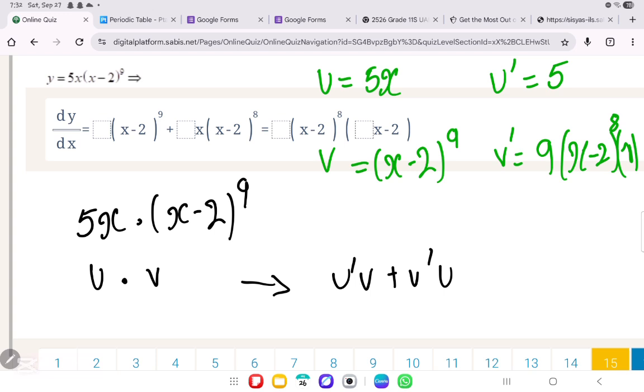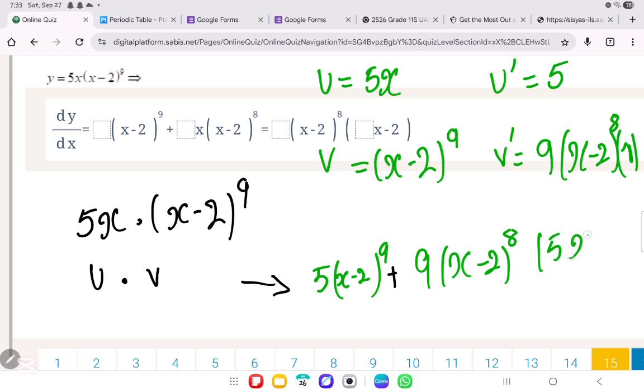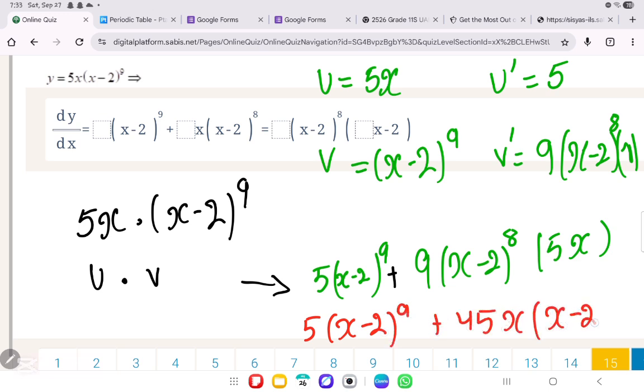Okay, perfect. Now we only need to substitute the values. Instead of u prime, we will put 5. Instead of v, we will put (x minus 2) to the power of 9. Instead of v prime, we will put 9 times (x minus 2) to the power of 8 times 1. And instead of u, we will put 5x. If we expand it a bit more, it's going to be 5 times (x minus 2) to the power of 9 plus 45x times (x minus 2) to the power of 8.